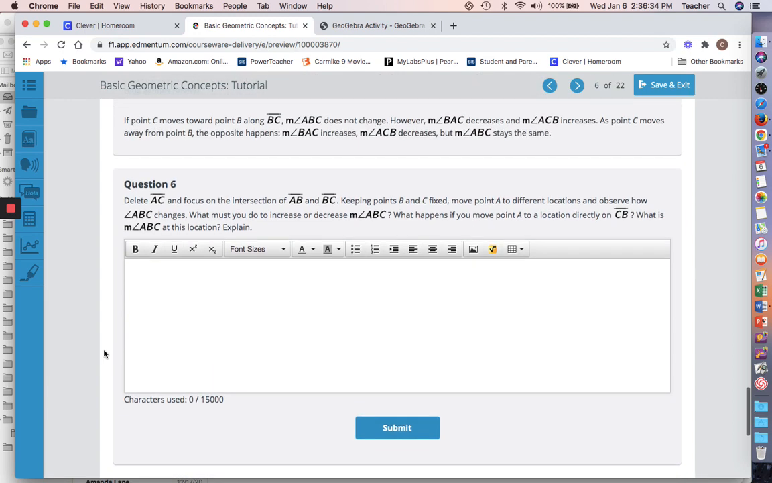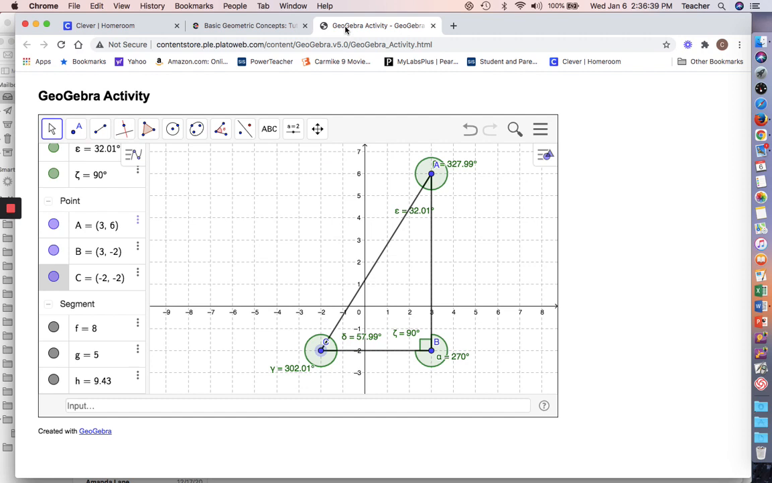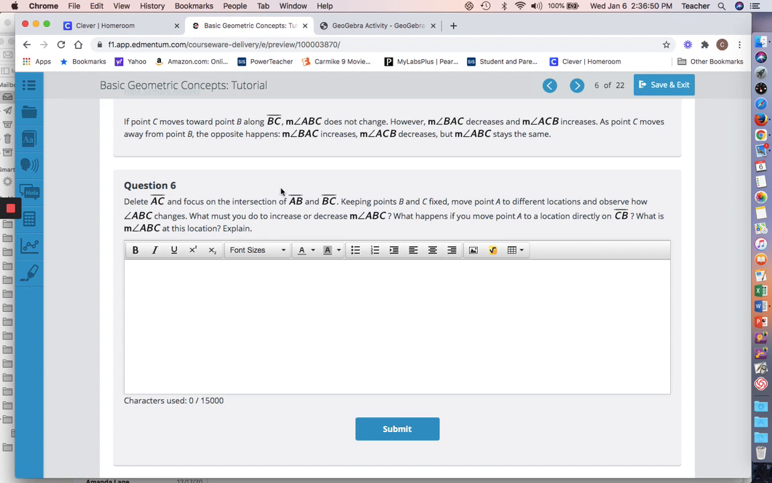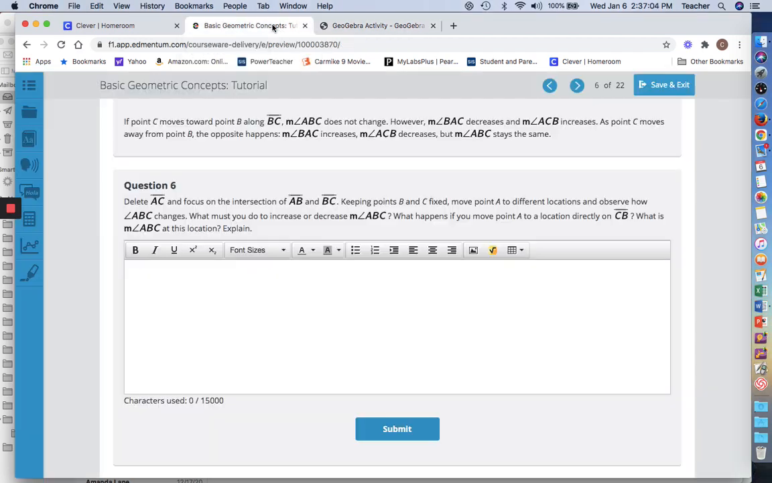All right, I think this is the last question. So we're going to delete AC. You're going to click on AC, which is the hypotenuse, and you're going to hit delete. And focus on the intersection of AB and BC, which is that 90-degree angle right there. That's the intersection. Intersection is where they cross each other and where they intersect.